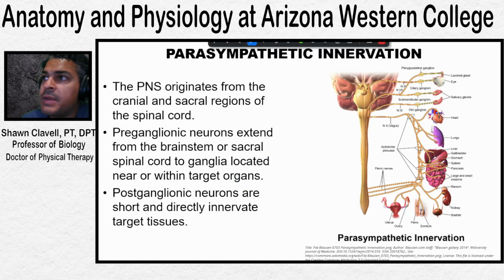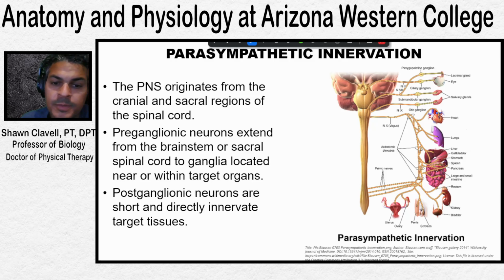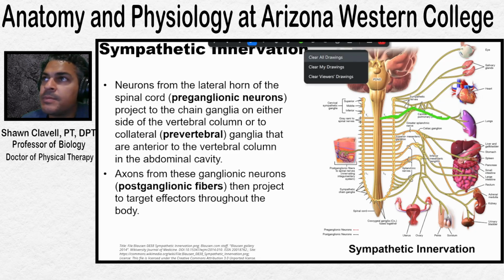Here, so they have a very long, almost to the area of the salivary glands, the eye, the heart. It goes all the way to it, and then has one more neuron there and connects with it. And the other one here has a very short preganglionic, so boop to the paravertebral, and then branches out to the effector organs.